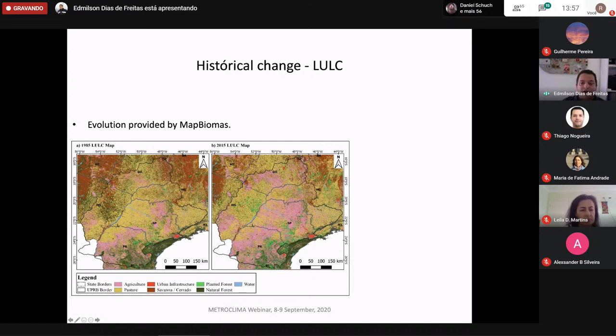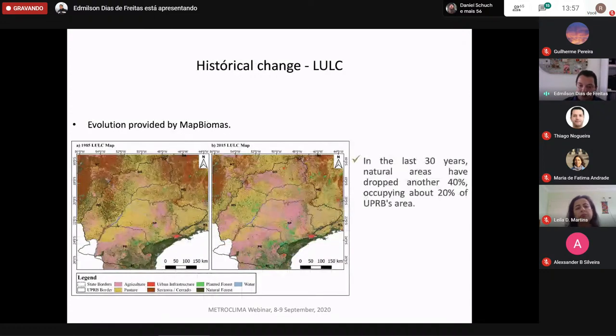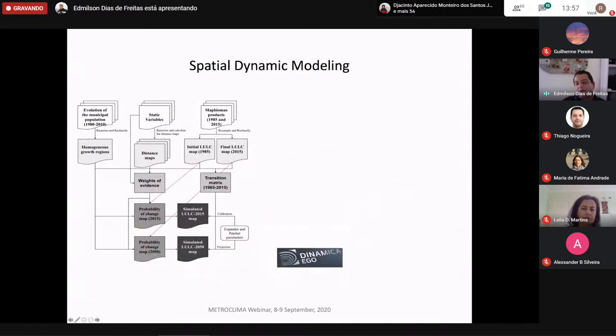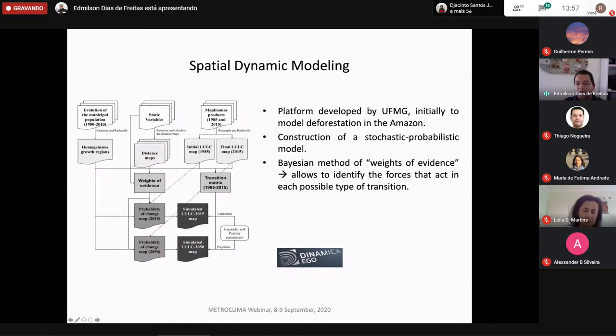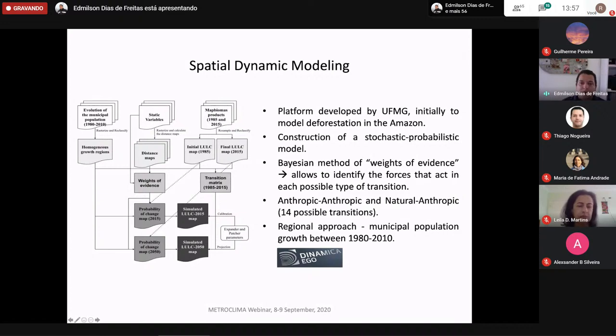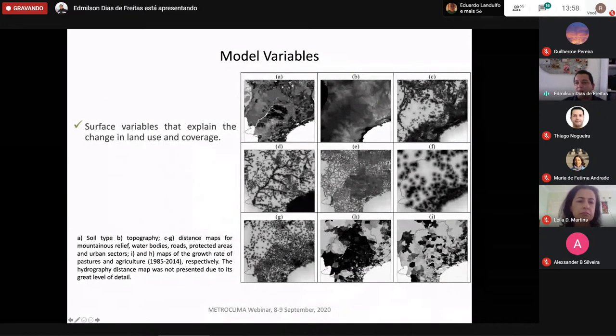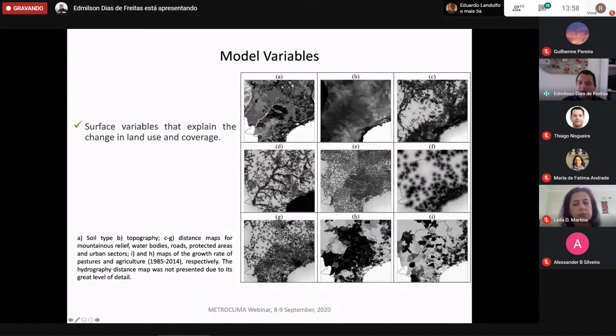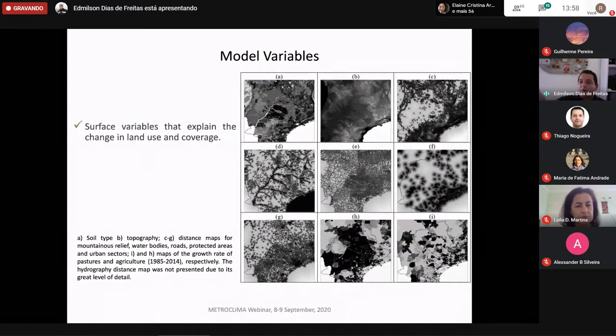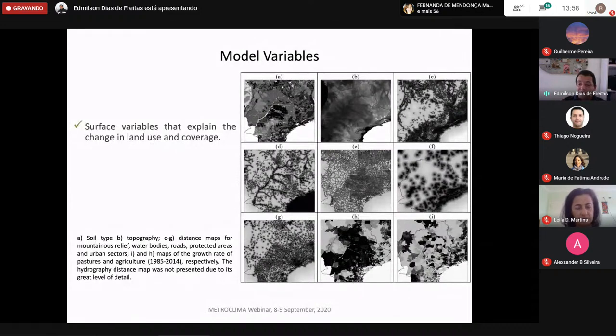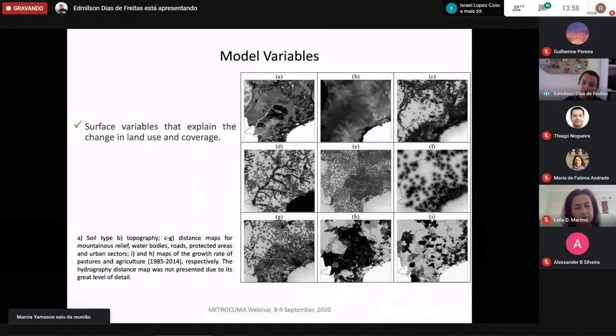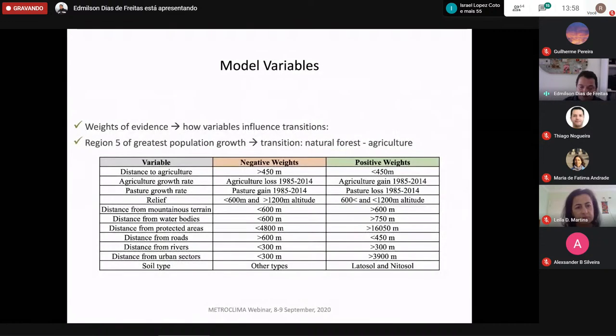Starting from 1985, we used a model called Dinamica EGO, or something like that. The idea of the model is to consider a lot of features of the region, such as topography, land use, the soil type, the distance from a specific point to a road, to a river, to an elevation. Lots of features are considered by the model, preserved areas, topography, everything, to predict the evolution of the land use. And she applied this model. I can give you more details afterwards if you want.